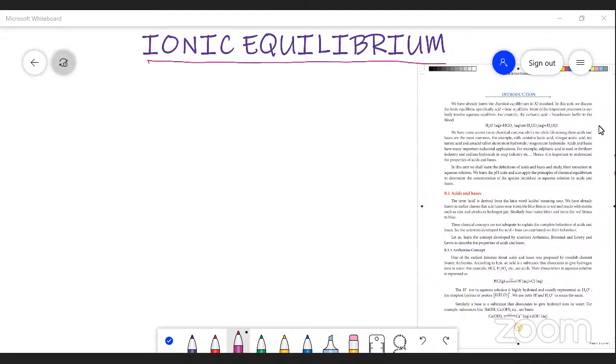Let us start the new lesson in physical chemistry. The name of the lesson is Ionic equilibrium. As you studied in 11th standard, you have studied about chemical equilibrium.